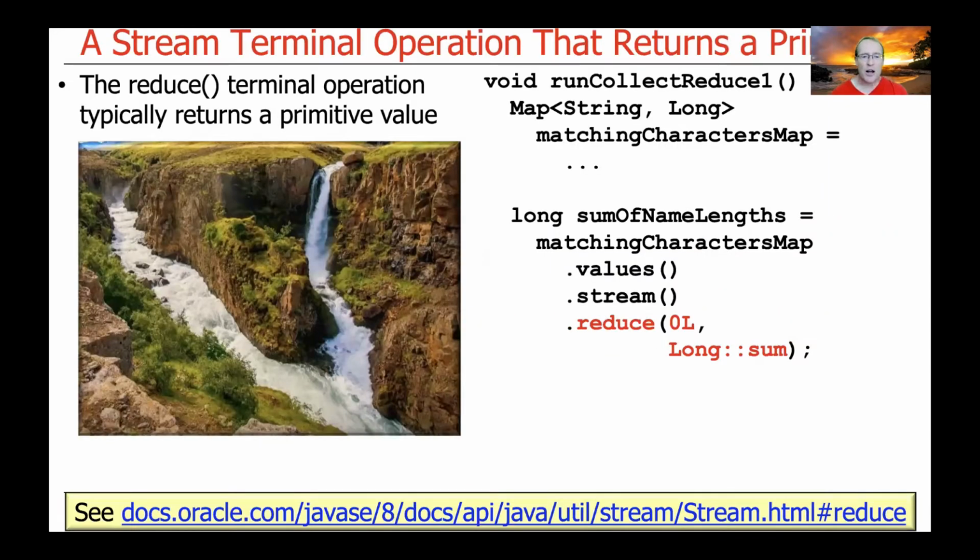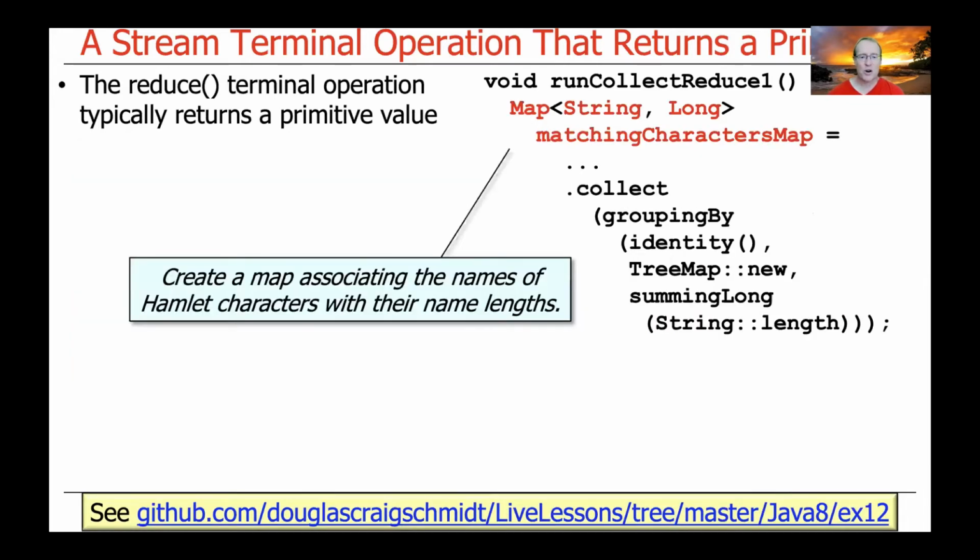The reduce terminal operation typically returns a primitive value. It doesn't have to, but by far that's the most common way to do things. And so we're going to look at an example that riffs off of the Hamlet program to illustrate how the reduce terminal operation works.